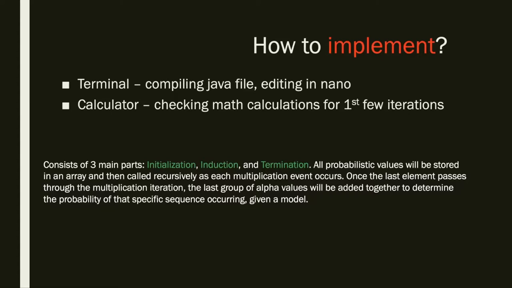Induction is the iterative part, where we will recursively call previous alpha values in order to compute the new ones. And termination will just consist of adding up the last iteration of alpha values, and that will give you the probability of a specific sequence occurring given the model.